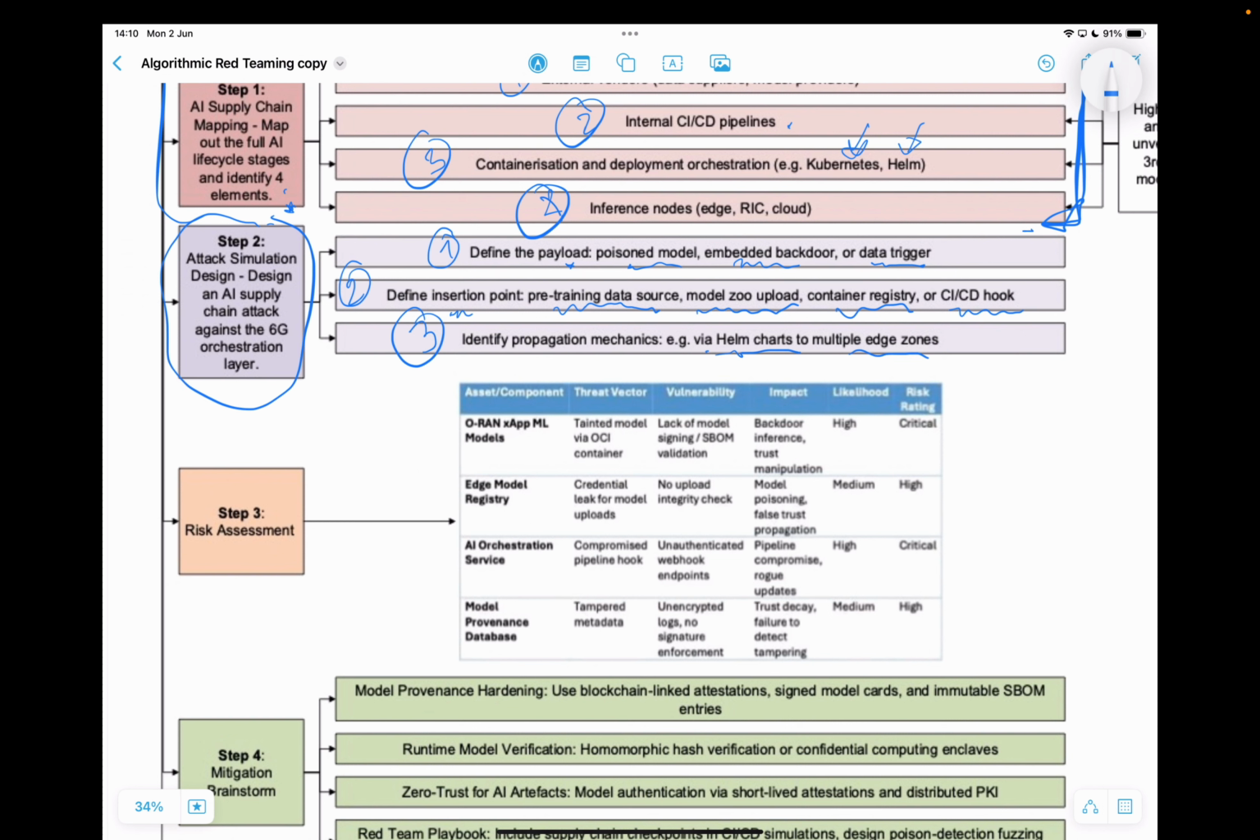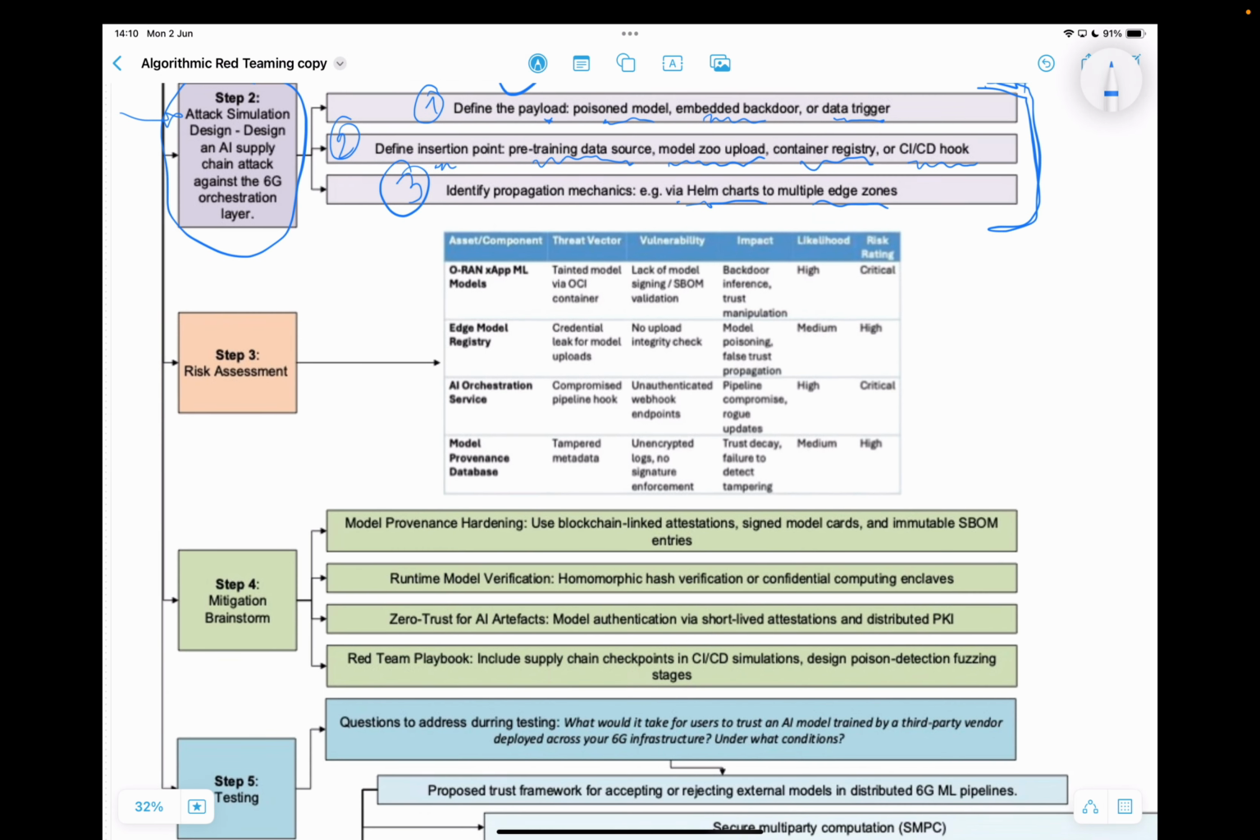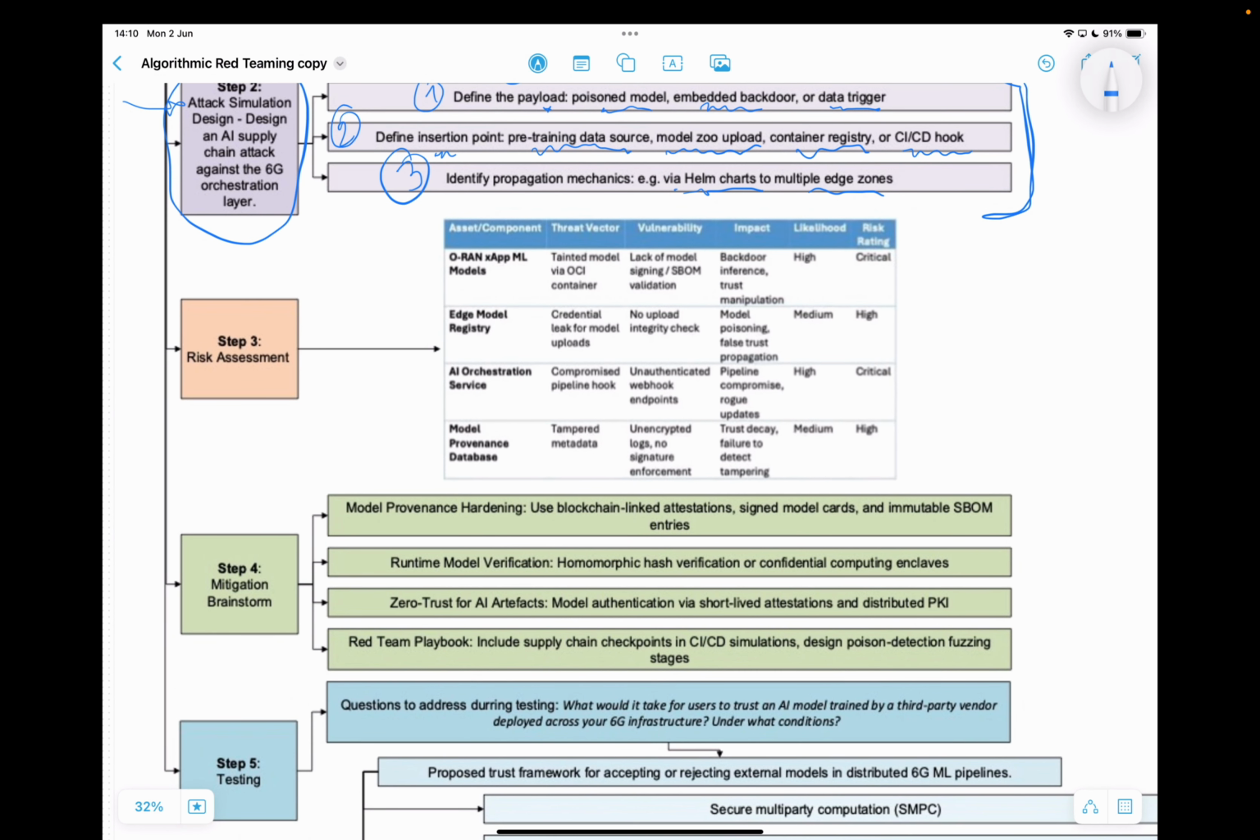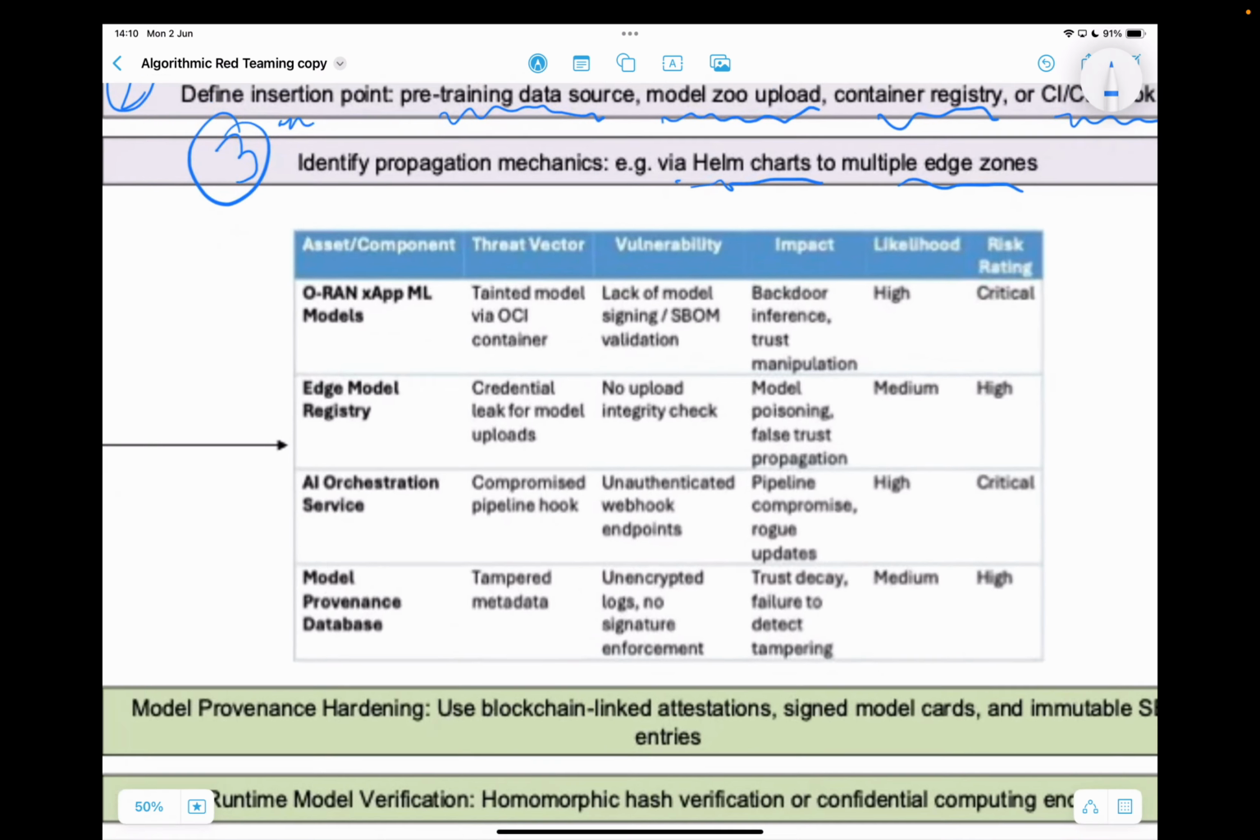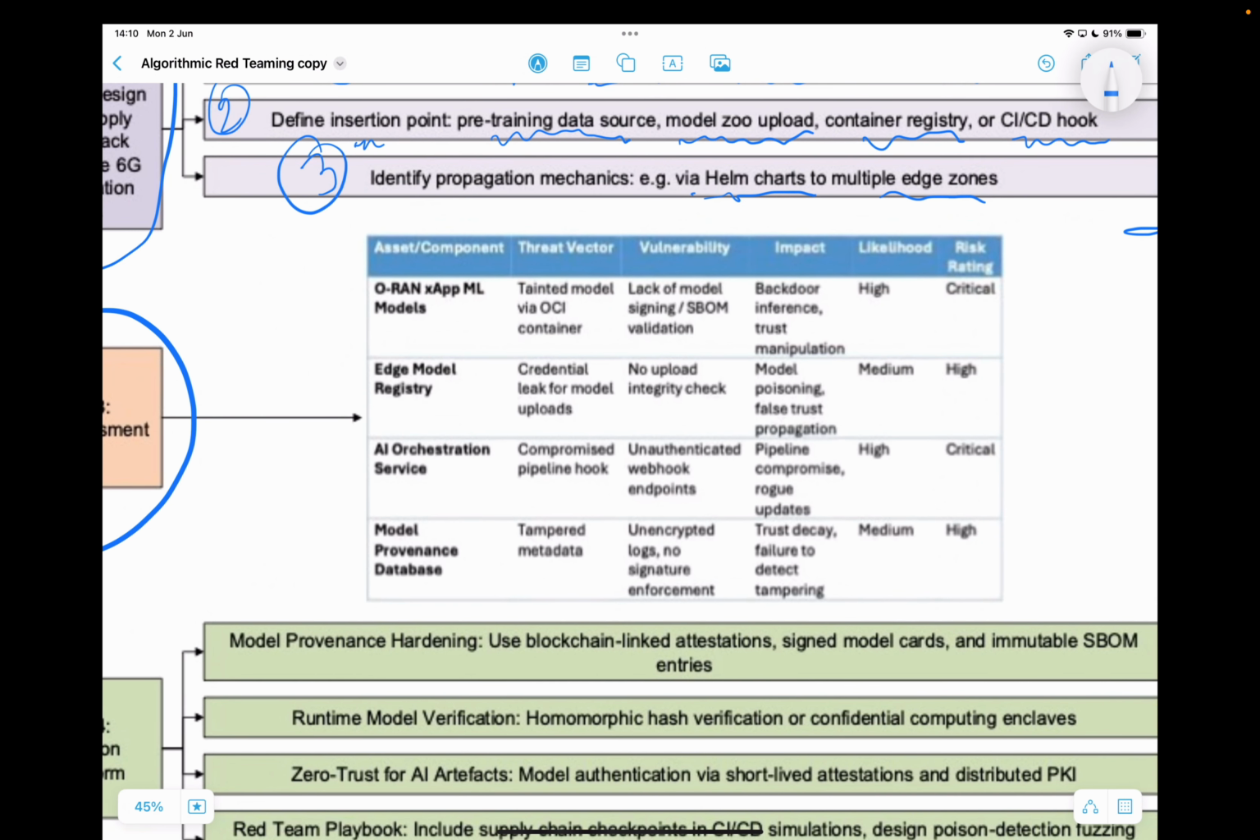And once we have those 3 steps performed, we have the attack simulation design of the supply chain against the 6G orchestration layer. Now, step number 3 is when we perform the risk assessment. And here, this table, it's cloudy because I designed it in Word, but when you import this into Microsoft Visio, Microsoft Word and Microsoft Visio don't have a synchronization mechanism to insert the table. So I had to copy it and export it as a PDF, and that's why it's so cloudy here.